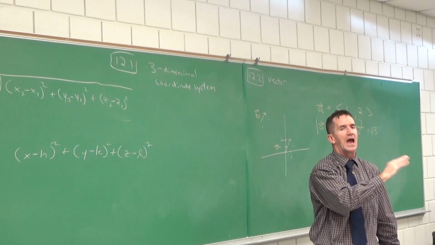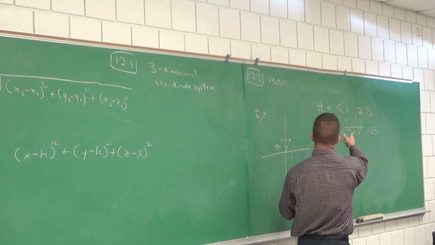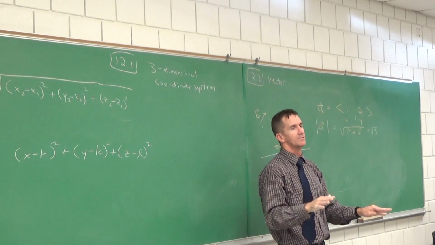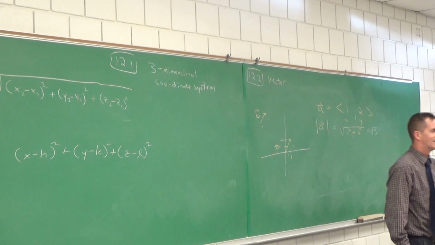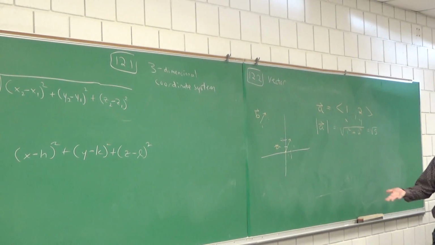But I said, how do you add vectors together? Like, do you just add the magnitudes? She's like, no, no, no, no, no. It's not that simple. You got to add the x's together and add the y's together.